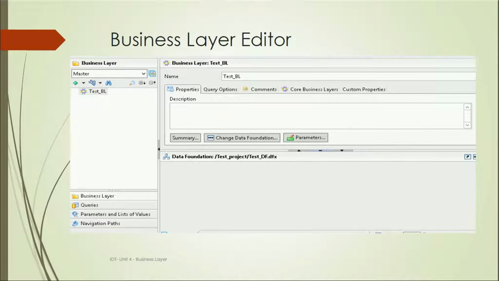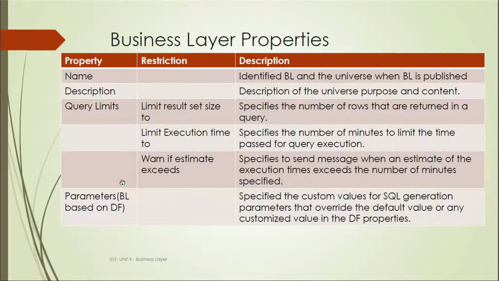So coming to designing the business layer, this is the editor which will be there when we create a new business layer based on the relational data foundation or OLAP. On the left side it will have the business layer name, then there will be some properties. One by one we will see these properties. The properties will have name, which is the business layer name, and that name will appear when we publish the universe to the repository.